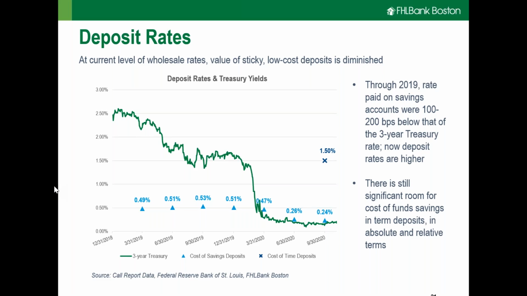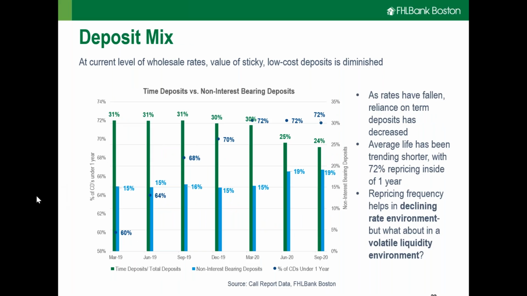So looking at the composition of the time deposit side of things on the next slide, there are two things that jump out. One of them was happening before the pandemic hit, and the other one has accelerated over the last couple of months here. And the first trend is that certificates and CDs were getting shorter, right?